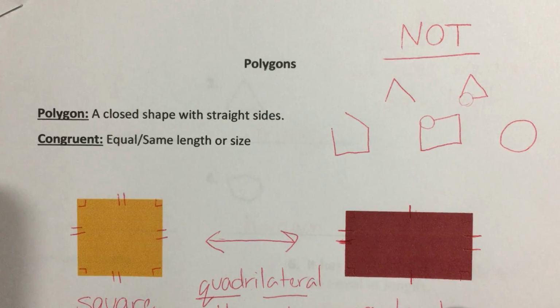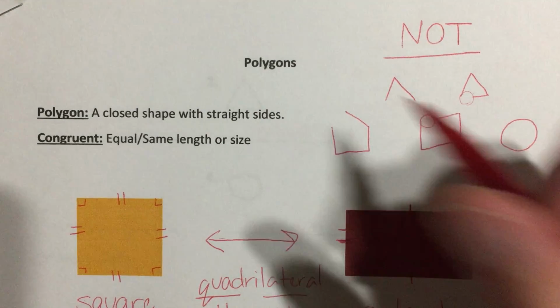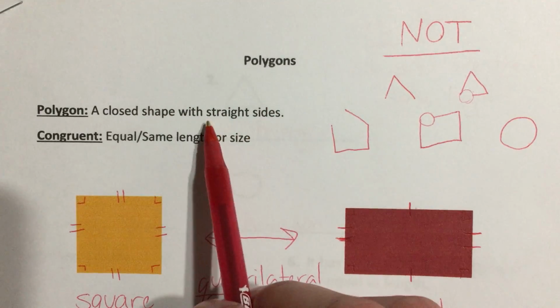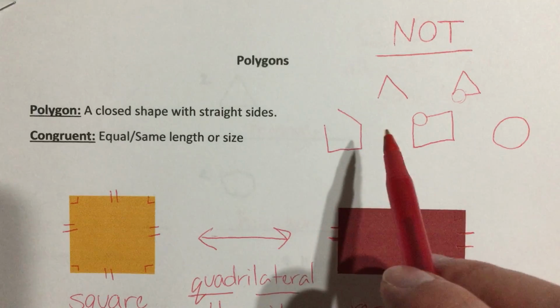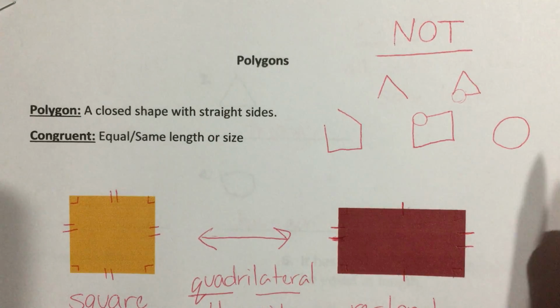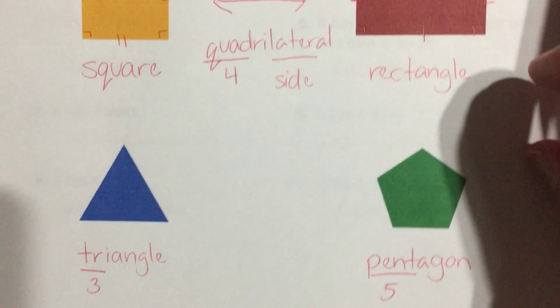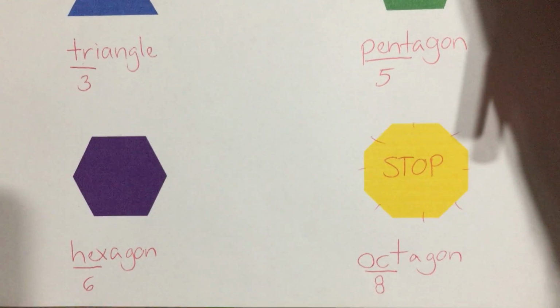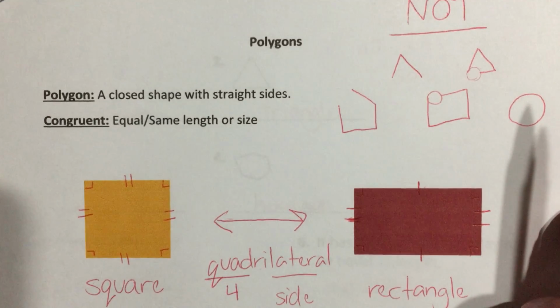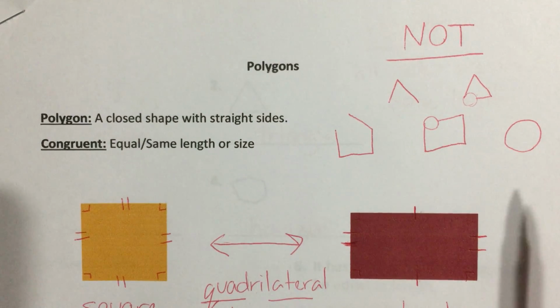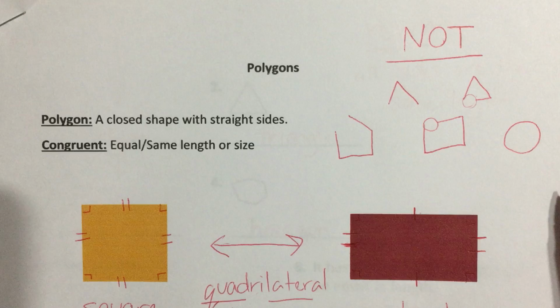So one more time, the important thing about a polygon is that it is a closed shape with straight sides. So not any of these things. Everything that we have down here: square, rectangle, triangle, pentagon, hexagon, and octagon. Those are all examples of polygons. They're not the only polygons, but they are the examples we talked about today.